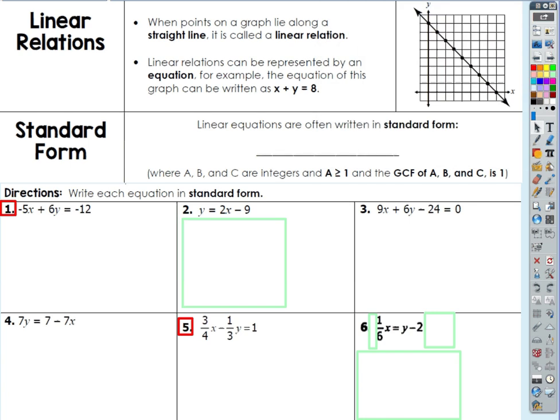Linear relations, what do we know about linear relations? When points on a graph lie in a straight line, then that's what we call a linear relation, right? So if all the points are collinear, they lie on the same line, then it's a linear relation. We can always write linear relations in terms of a linear equation.